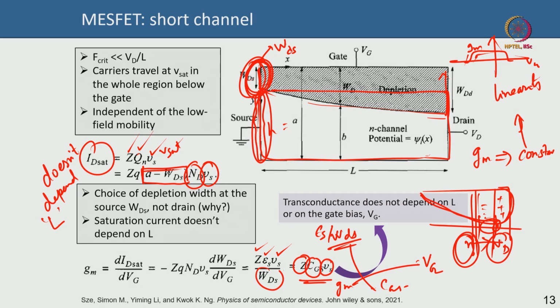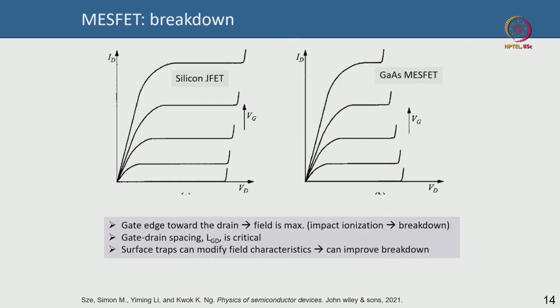But in short channel effect, this is short channel MESFET, velocity saturation happens, and this is the basic idea of how the device works, okay. Now the breakdown of a MESFET is also very remarkable. If I take a silicon JFET, JFET is just like a MESFET except that instead of a Schottky metal, you have a p-type material to deplete the channel.